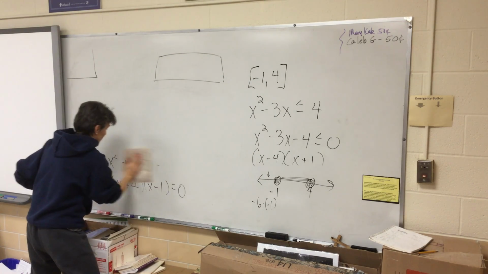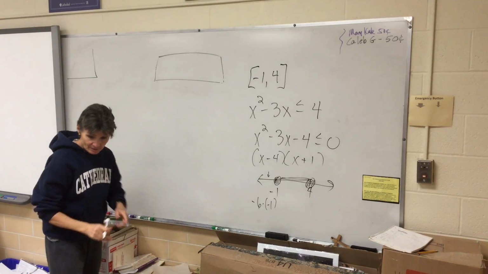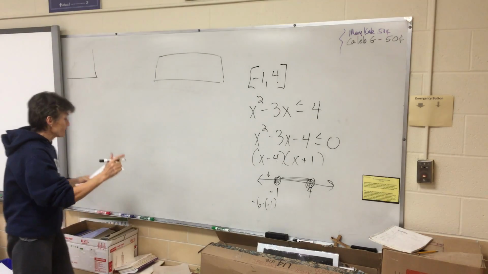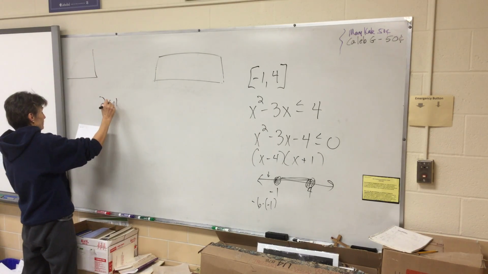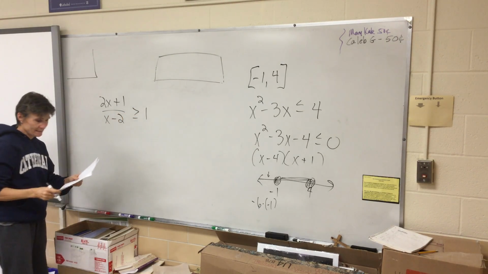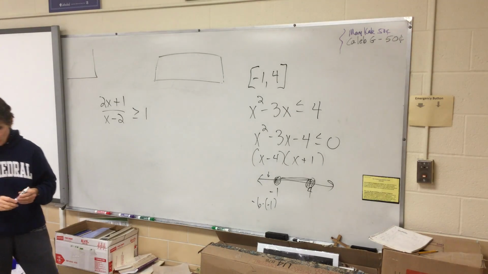Now, on the back side, we have some more. So we have a rational inequality. All right, these are the ones that involve a little bit more effort.